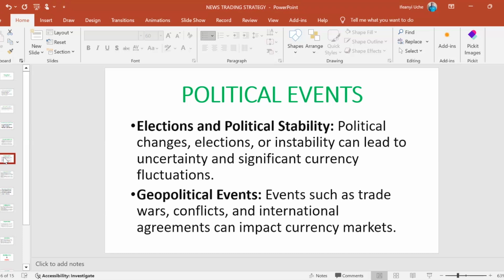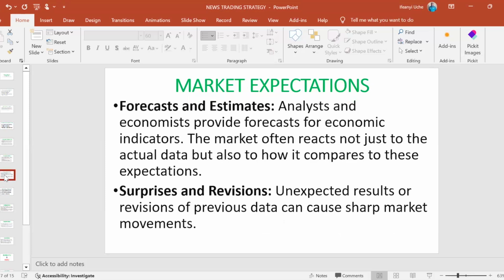And then you have political events like trade wars. For example, when there's a trade war between China and other Western countries, you see the impact it has on the currencies of these countries. All right, even conflicts. We've seen the impact of the war or the unrest in the Far East, and how it's affecting the price of gold and other commodities. So all of these things have a way of impacting the markets, so you need to be aware of them and know how to read them.